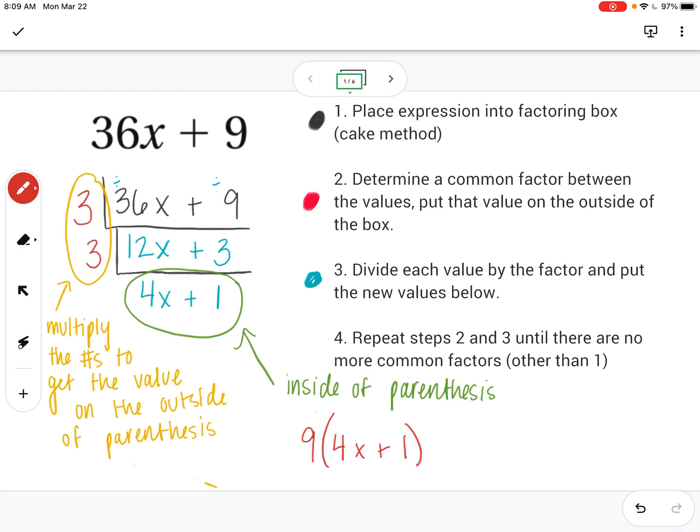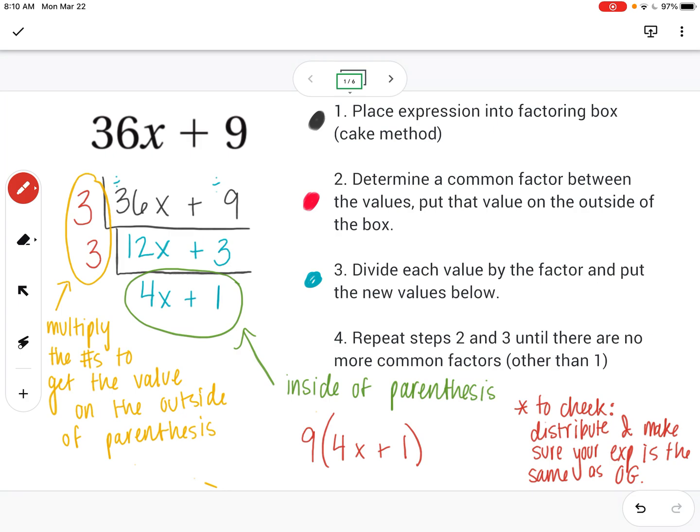Right? And there's a really simple way to check this. So to check, all you have to do is distribute and make sure the expression is the same as, I'm just going to put OG for original.